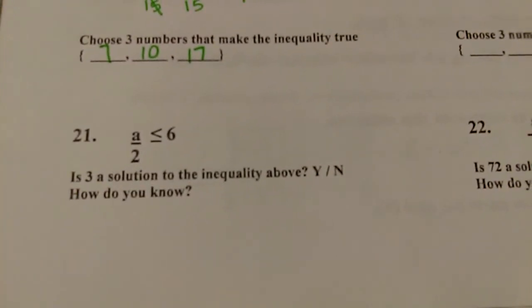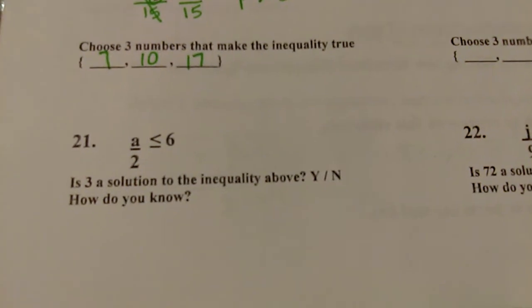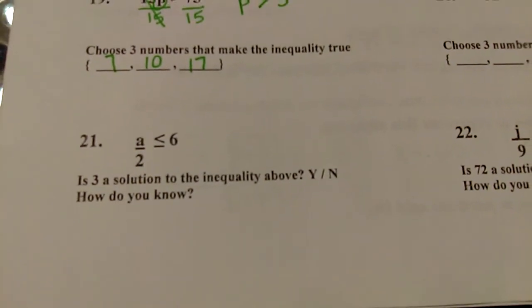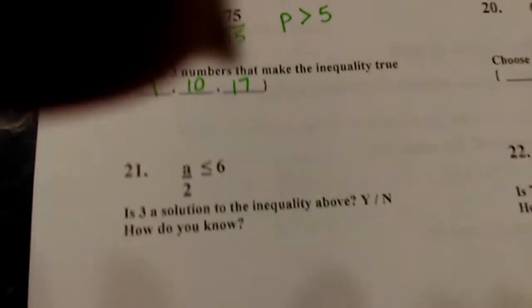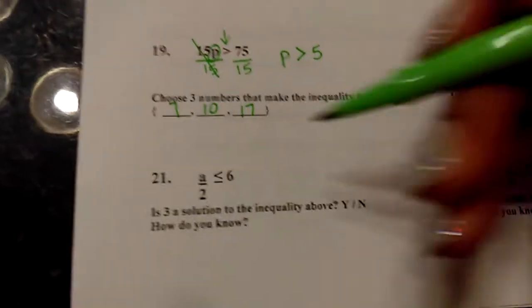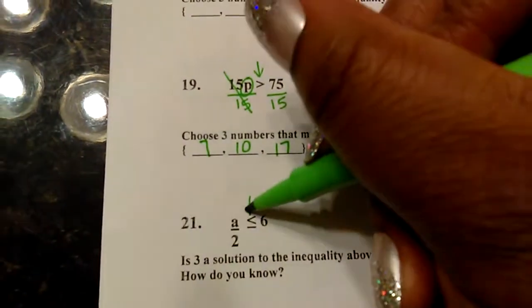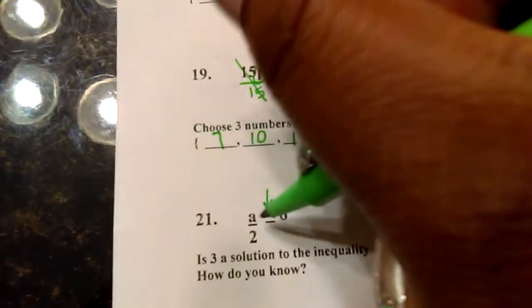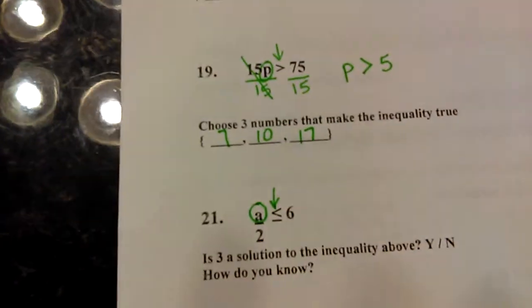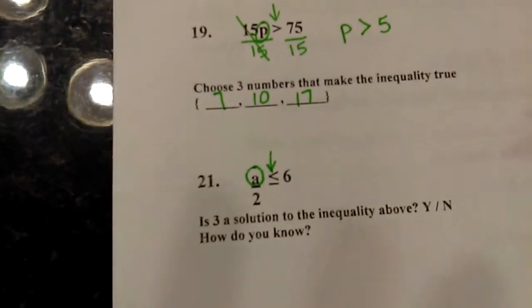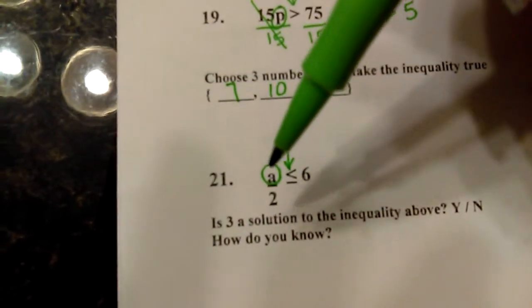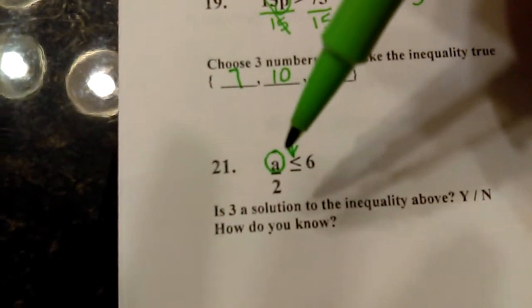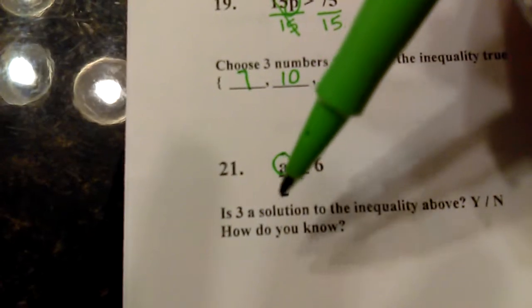All right, so now let's look at number 21. Number 21 is a divided by 2 is less than or equal to 6. So I'm going to point out my scale. And I'm going to circle my variable. All right, so we have to ask ourselves, what's going on with a here? Well, it's being divided by 2.